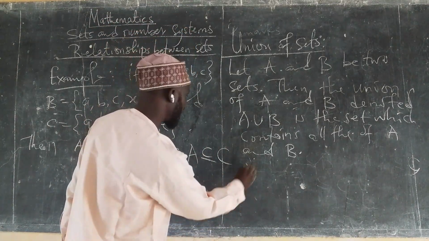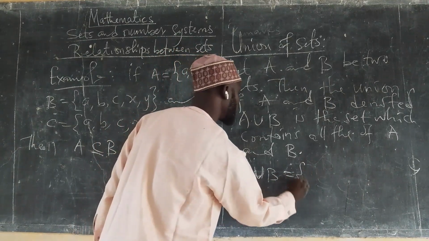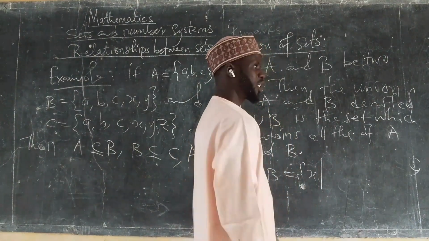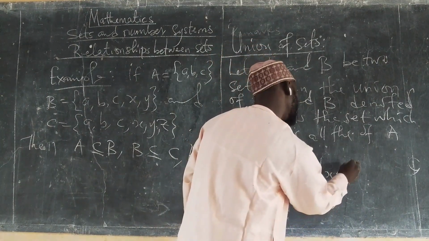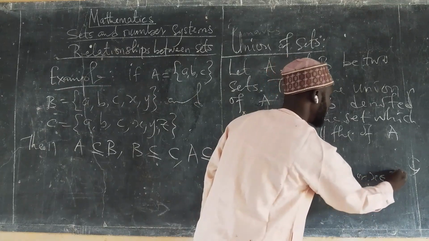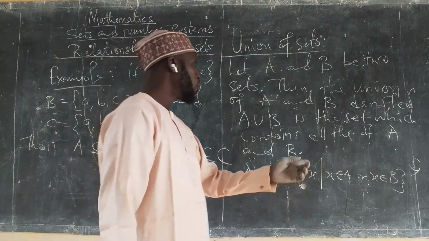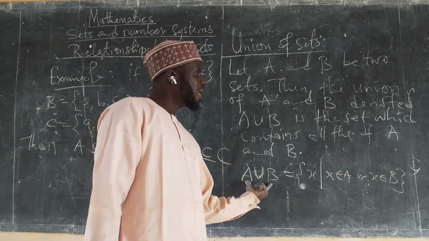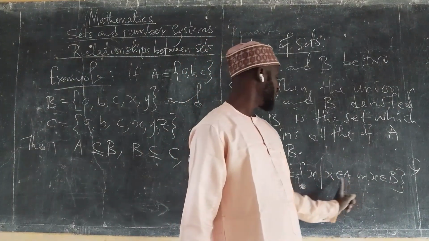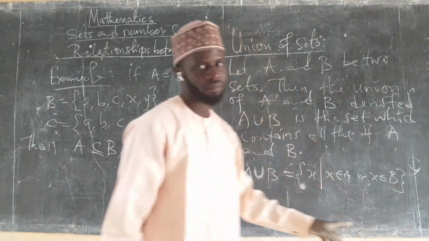Mathematically, we write this as A union B is equal to {X such that X is in A or X is in B}. So when you see an element in the union, it is either in the set A or it is in the set B.